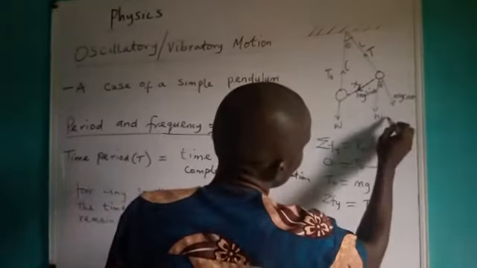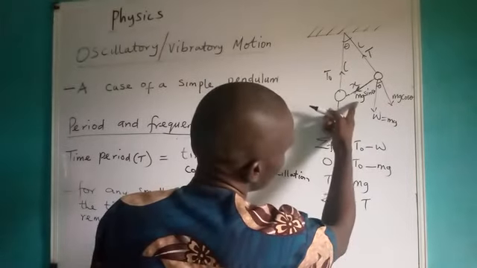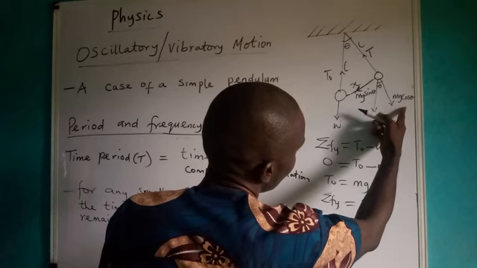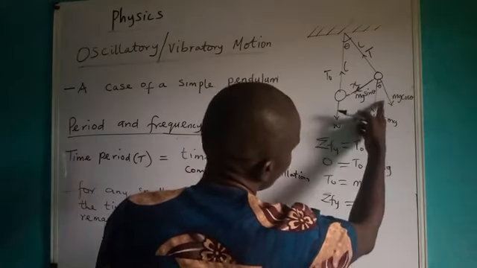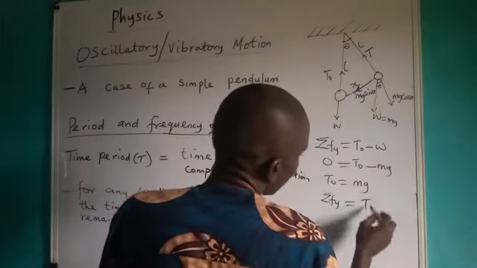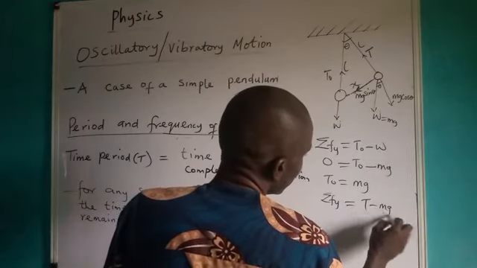Please take note, this one is mg, this one is mg. It has already affected this one, which is mg sin theta. It also affects this one, which is mg cos theta. Therefore, the only force there will be what? For the one that is vertical, it will be minus mg cos theta.